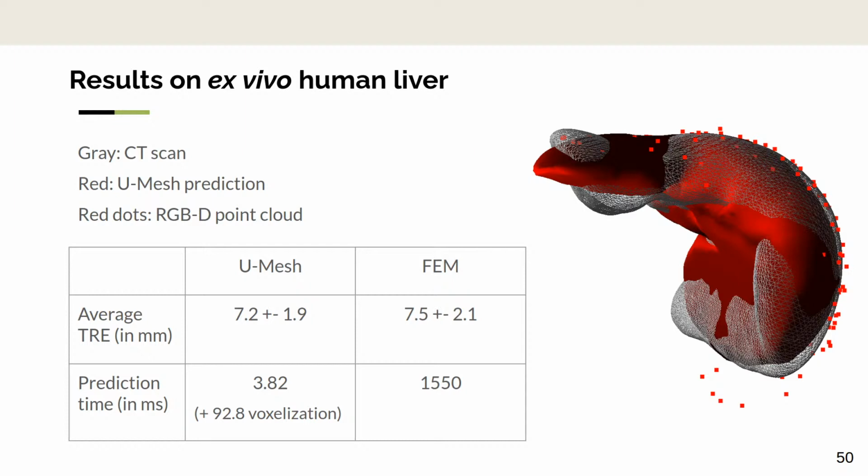So the U-Mesh failed in predicting this part. But still, despite these points, the U-Mesh still predicts a pretty good solution with 7.2 millimeter error at the lesions, which is comparable to the error obtained with the FEM used to train it. But it is about 500 times faster in the prediction. But again, we exclude the voxelization part that can be a little bit long for now.